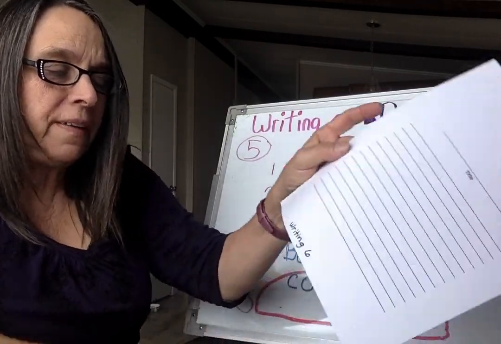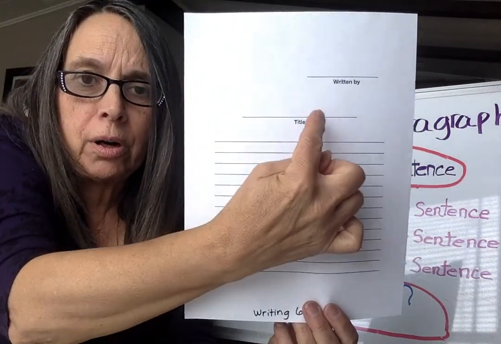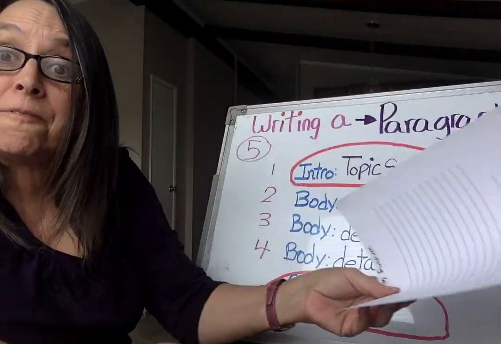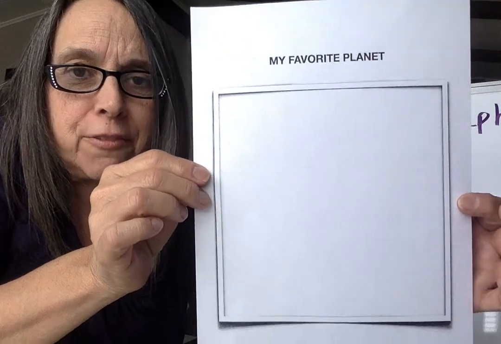We also included in the packet your writing template that you're going to use. Put your name up there, your name of the planet you're using, and then write it here. Left you plenty of room to write 5 sentences. Then you also get to draw a picture of your favorite planet.